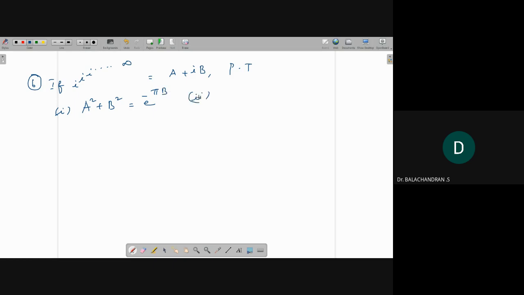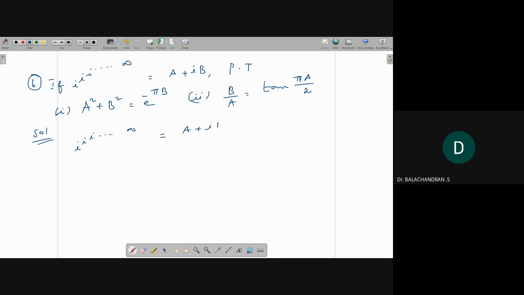Subdivision 2, b by a equals tan of pi a divided by 2. Solution. Okay, so what is given? So what is given in the statement? That is i power i power i, up to infinity, equals a plus ib.